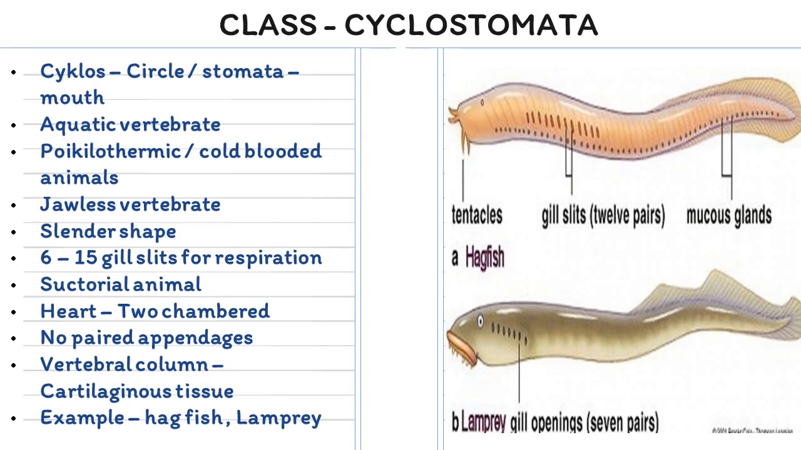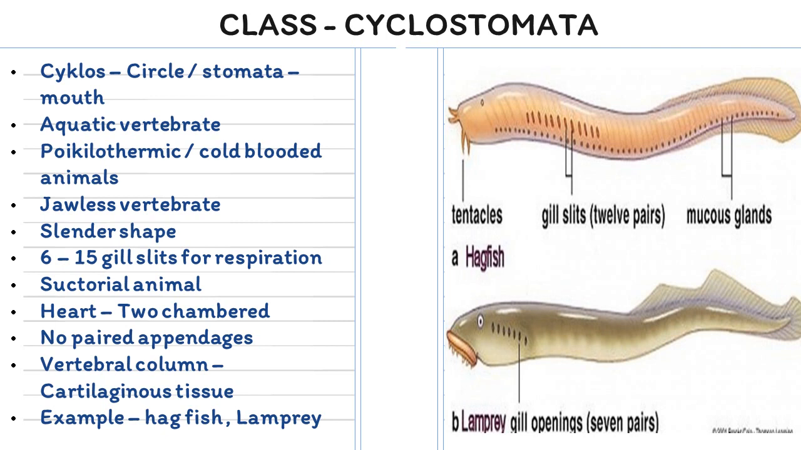The first one is class Cyclostomata. The meaning: cyclos means circle, stomata means mouth. Here we already said it is a jawless vertebrate, so there is no jaw. When we look at the figure we can understand the mouth is in a circle shape. That's why it is known as Cyclostomata. And habitat, it is an aquatic vertebrate. Of course it is an aquatic organism, and it is one of the vertebrates.